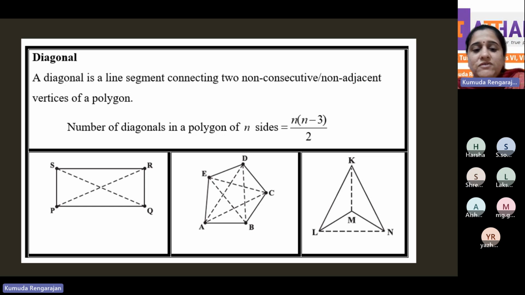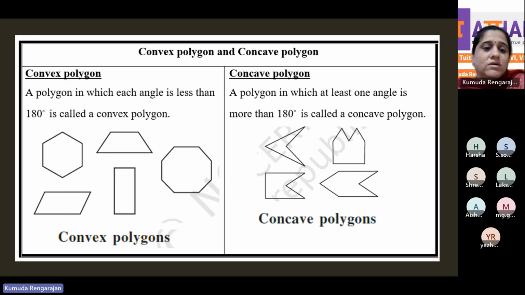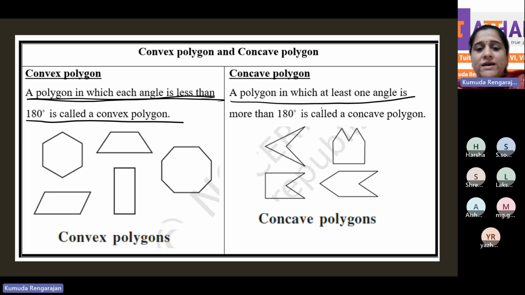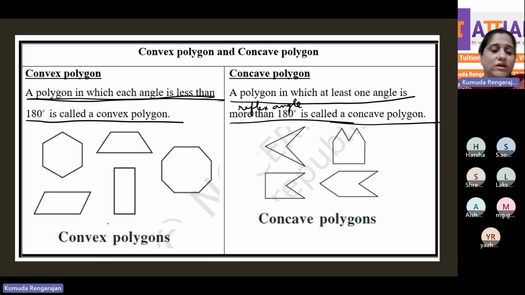So that's about this. Remember the formula to find the number of diagonals a polygon can have: n into n minus 3 by 2. A polygon in which every angle is less than 180 degrees is a convex polygon. A polygon in which at least one angle is more than 180 degrees, or a reflex angle, is called a concave polygon.